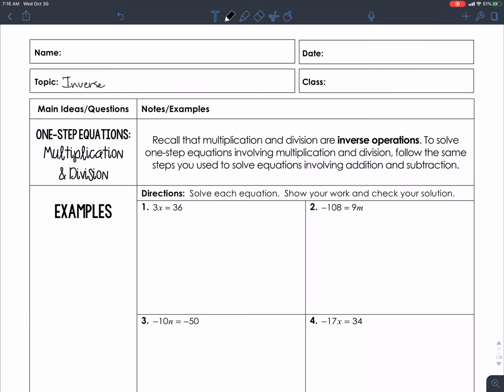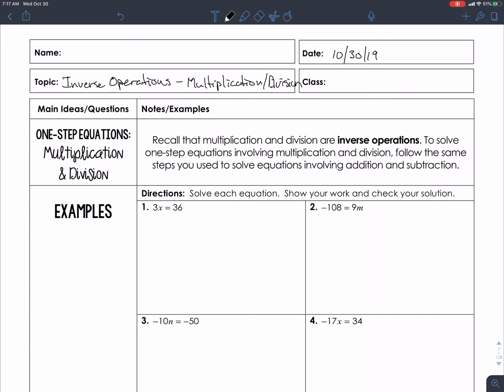So, inverse operations dash multiplication. Put a slash division if you can get it in there. Okay. And the date is 10/30/19.